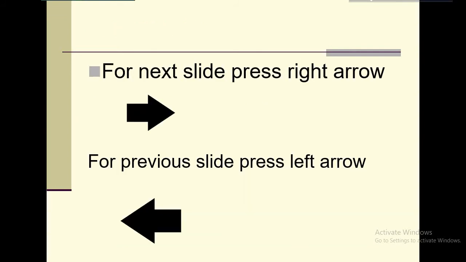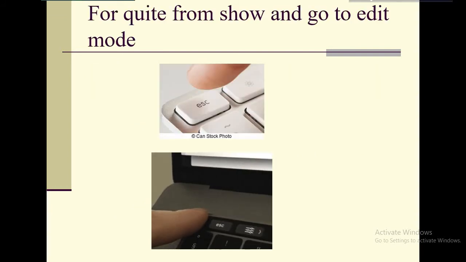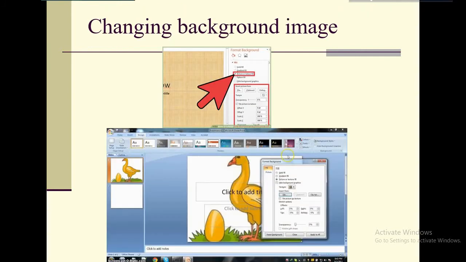You can go forward or even back by using arrow keys. By pressing the right arrow, you can go next. By pressing the left arrow, you can go back. If you want to quit the show and go to edit mode, you can press the escape button. Here is an example of the escape button. When you are showing the presentation, by pressing it, you can go to edit mode and stop presenting.